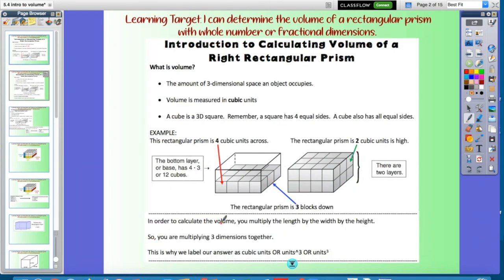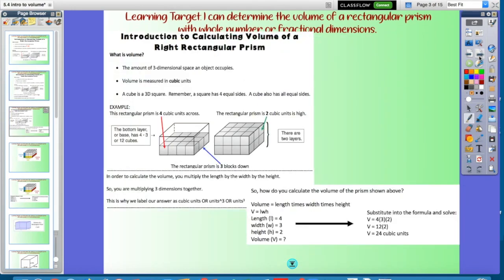So in order to calculate the volume, we're going to have to multiply the length by the width by the height, our 3 dimensions. That's why we labeled our answer as cubic units, which can also be written as the caret with the number 3 or the exponent 3. So for this example, my length would be 4, the width would be 3, and the height would be 2. I'm multiplying 4 times 3 times 2. 4 times 3 is 12. 12 times 2 is 24 cubic units.